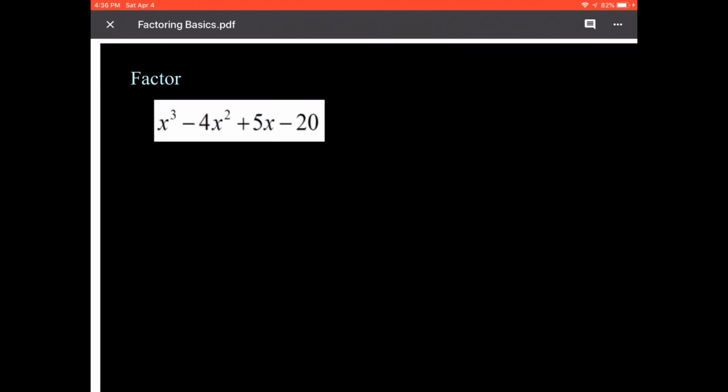All right, we have one more problem. This is not a quadratic trinomial, but let's see what we can do with this. It's cubic and it's got 4 terms. All right, let's see.